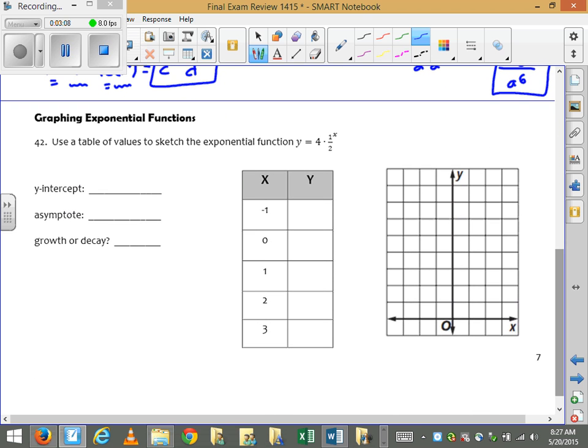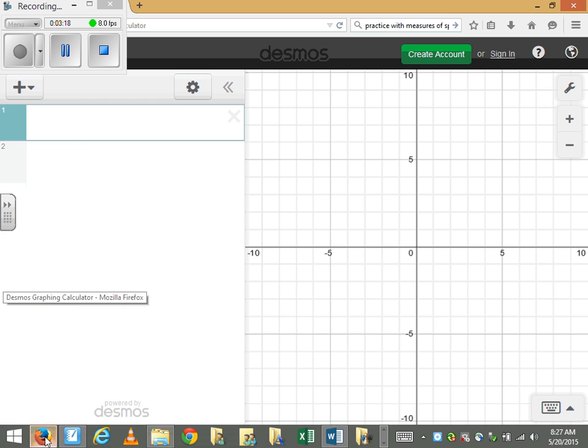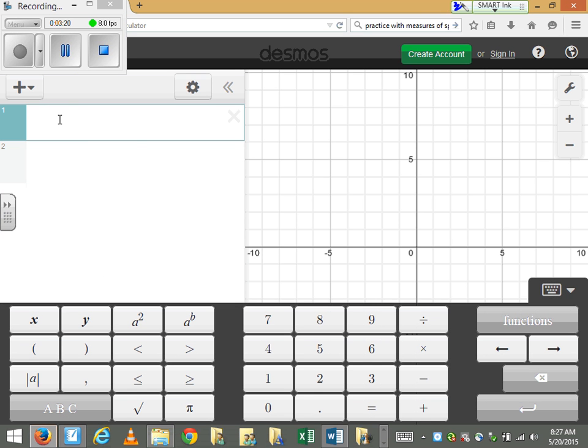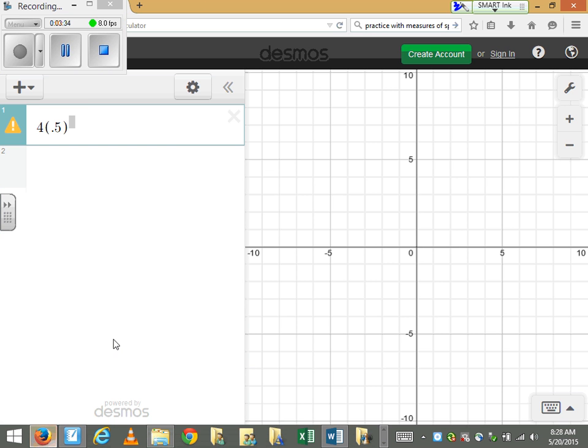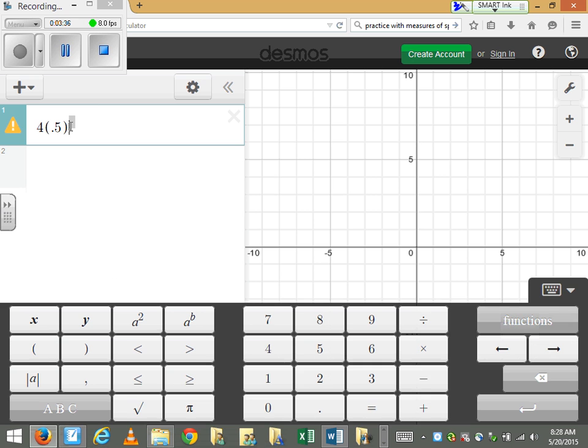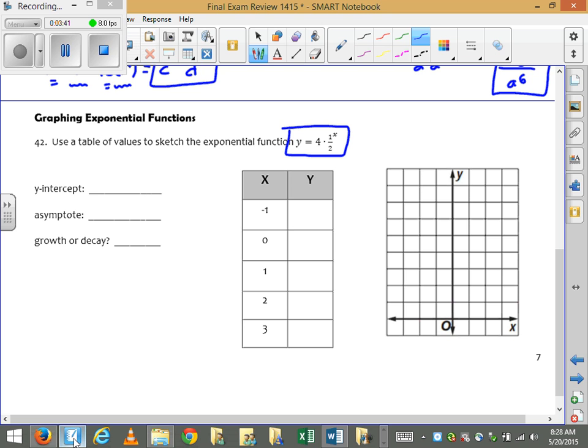So when we start doing these exponential graphs, remember we're just going to plug values into this function. This is where Desmos can come in very, very handy for us. So what I'll do, we want 4 times 0.5, and then we're going to raise it. Let's look at our options. The first one we're going to do is raise it to negative 1. So let's plug in negative 1, and that's 8. So we'll write that in.